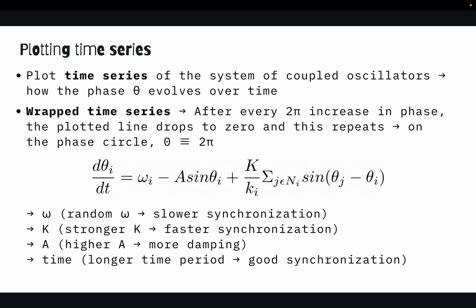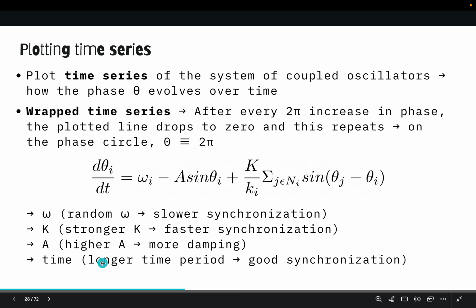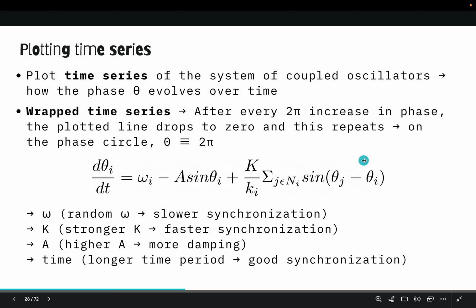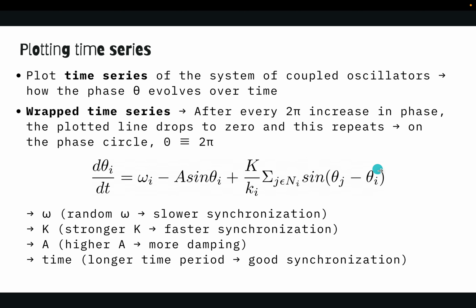Okay, now we will be looking at the plots of the time series of the phase theta. Plotting the time series of the system of coupled oscillators, how the phase theta evolves over time. We look at the wrapped time series and also the unwrapped time series. The unwrapped time series is basically just you let theta evolve with time, and you just plot it. But the wrapped time series is when you take into account that you're actually on a circle, and 0 is equivalent to 2 pi. So let's say you are at 0 and you do one revolution around the circle, and you come back at 0. So it's 2 pi, but 2 pi is equivalent to 0.